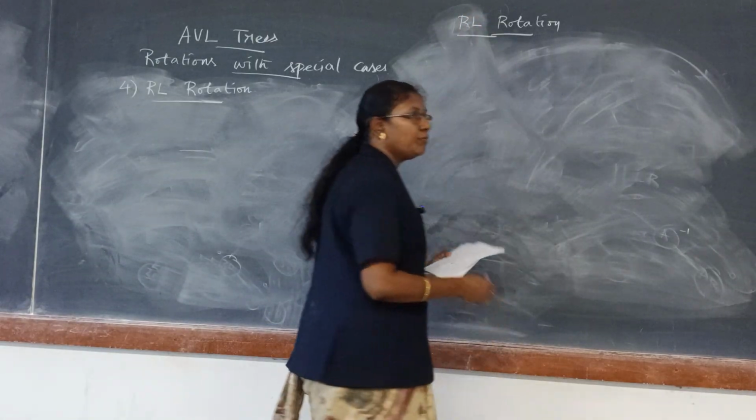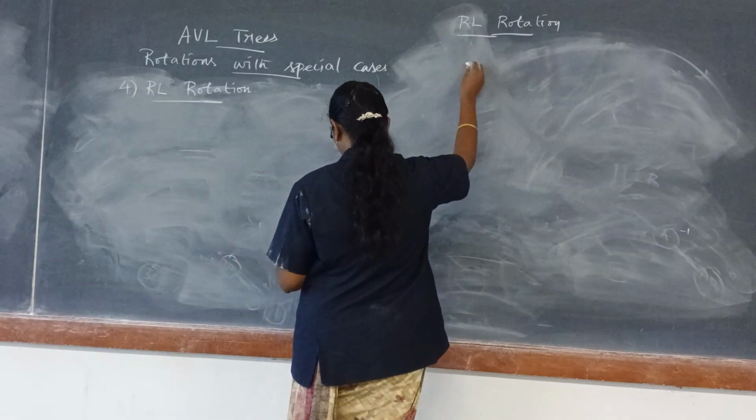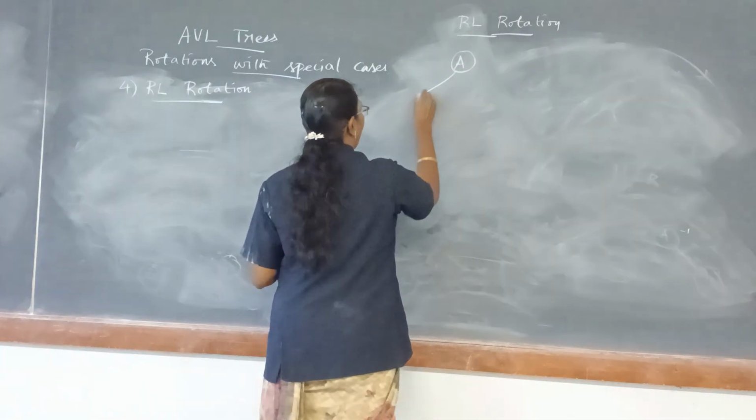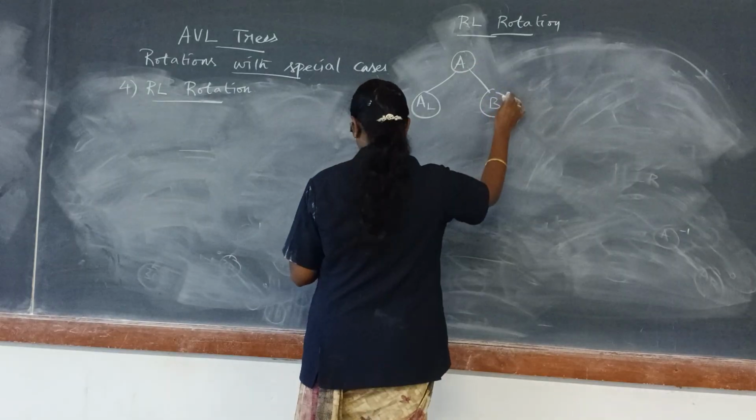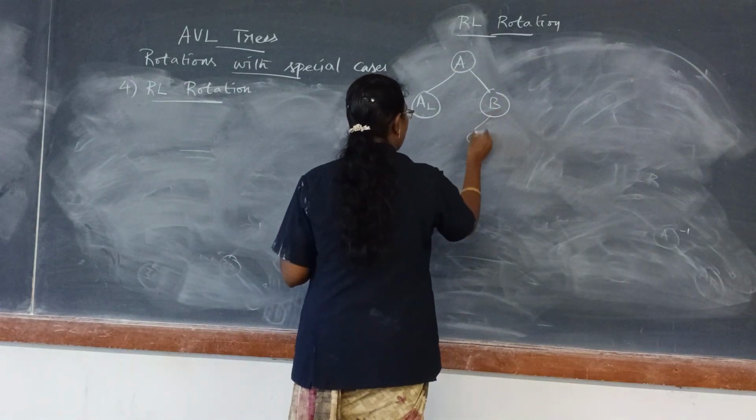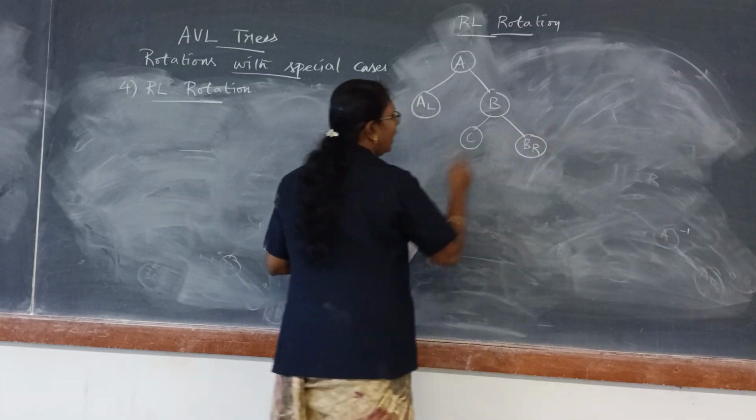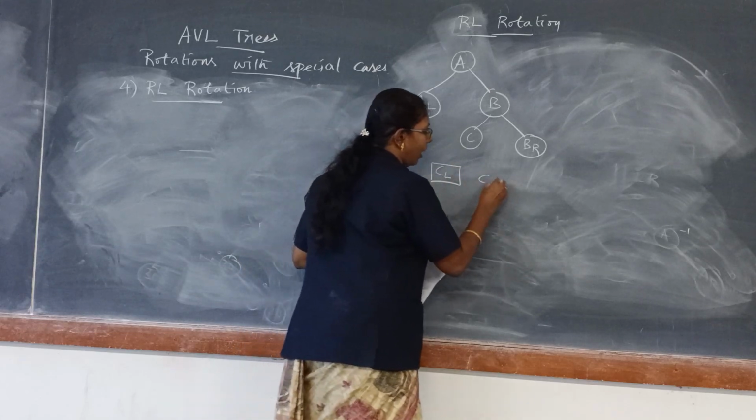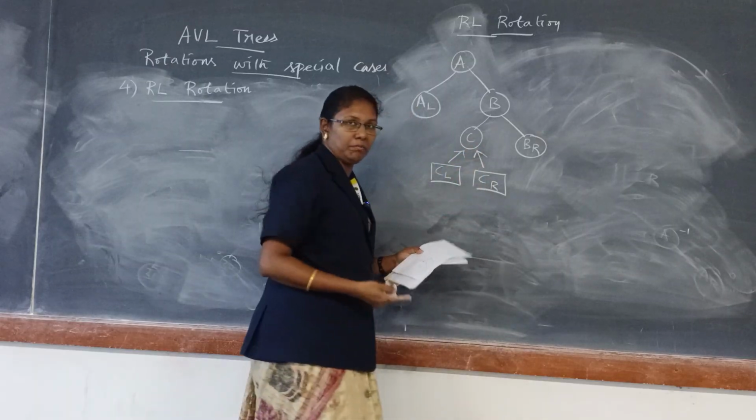So the schematic diagram for the RL rotation will look like this. Here A is the root node and AL is the left node for A, and B is the right node for A, and here C is the left for B and BR is the right for B. Now if I am inserting CL or CR to this particular node, it will lead to some imbalance.